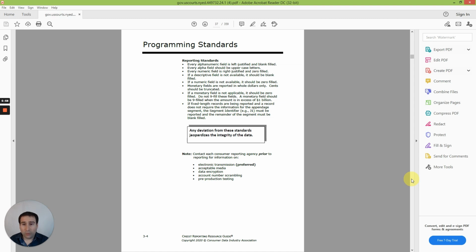And then additional programming standards, and here they have a nice big, like its own little section. It says any deviation from these standards jeopardizes the integrity of the data. Okay, so again, you're getting all these nuggets of information that you can use to justify why the information is inaccurate.